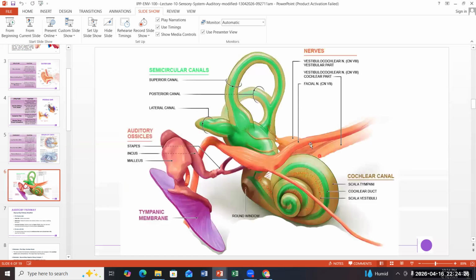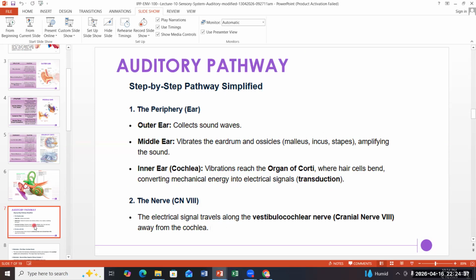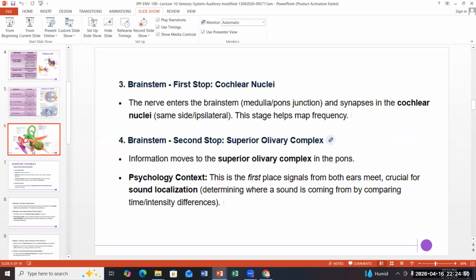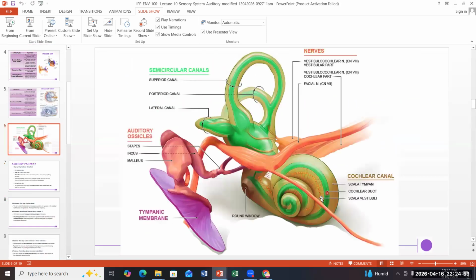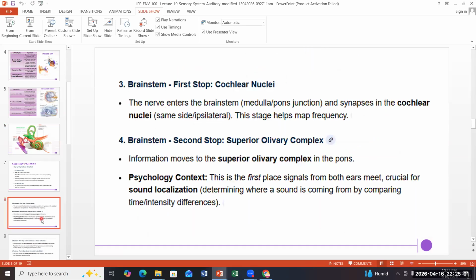This is the diagram of the cranial nerve. This cranial nerve passes from the internal ear, and this electrical impulse is carried away from the cochlea. Here is the cochlea region. The electrical impulse will be carried away from this cochlea region, and this is important for us to understand.